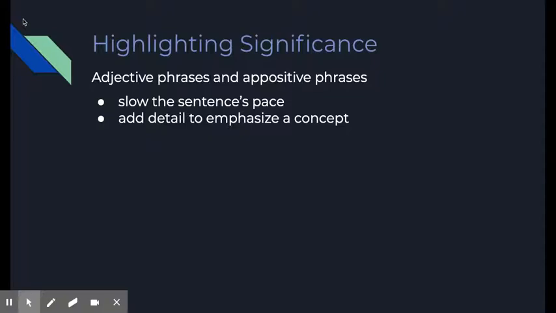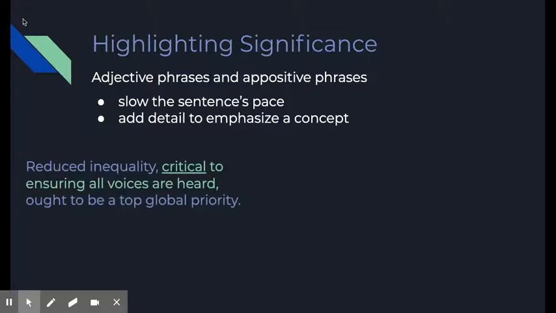And then because they are adding extra detail, they can also emphasize something about a concept, whatever noun it is that they're modifying. So I put some examples on here from the United Nations Global Sustainability Goals. Reduced inequality is one of the UN's goals for all countries to work towards. I thought that was a good example to highlight the significance of it.